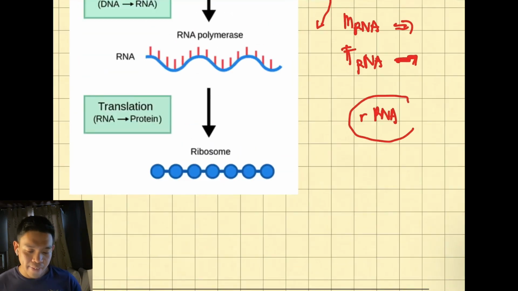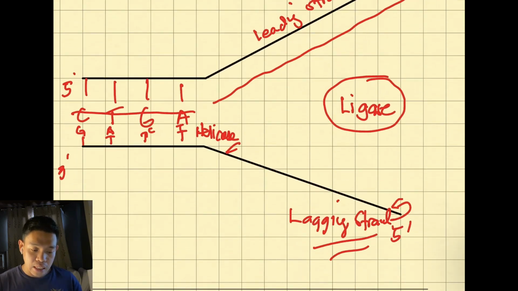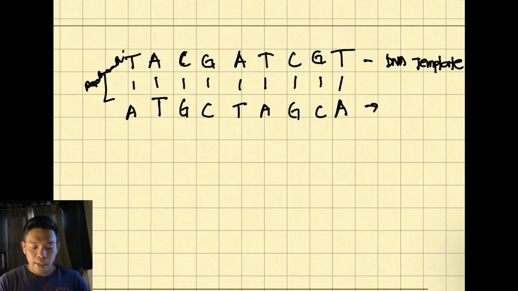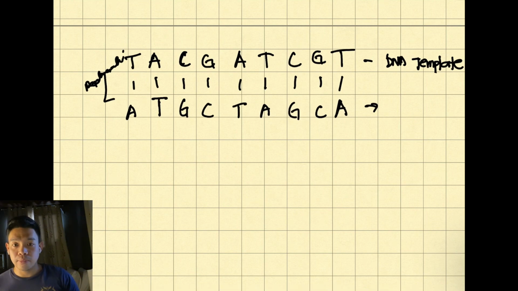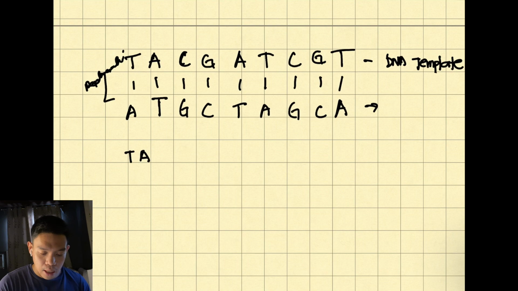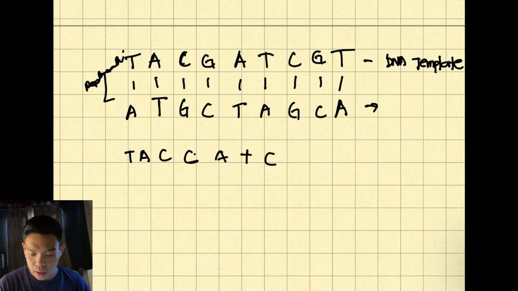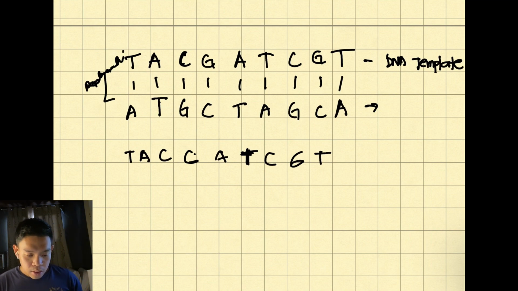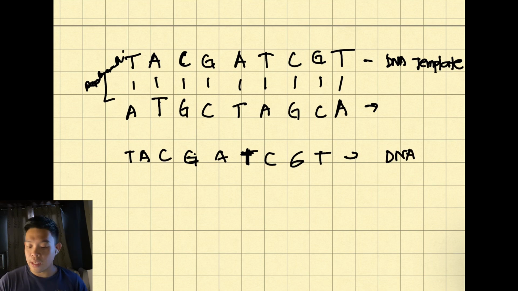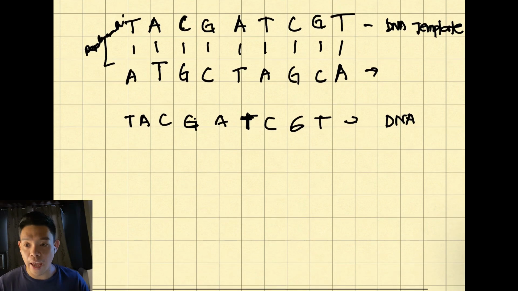The next process that we will be having is the DNA transcription. So, we will transcribe the DNA template, TACGATCGT. The DNA template itself will be transcribed. In transcription, we will form, of course, the messenger RNA, the mRNA.